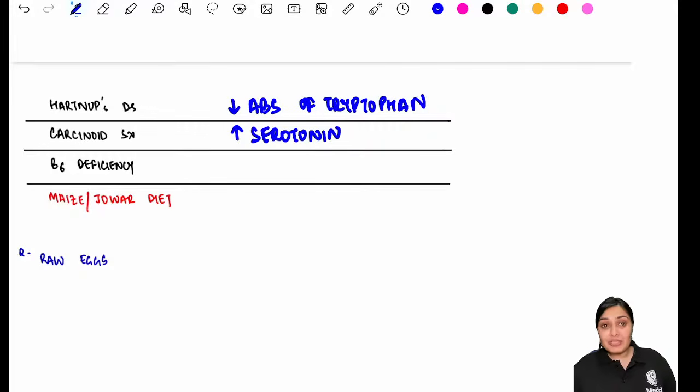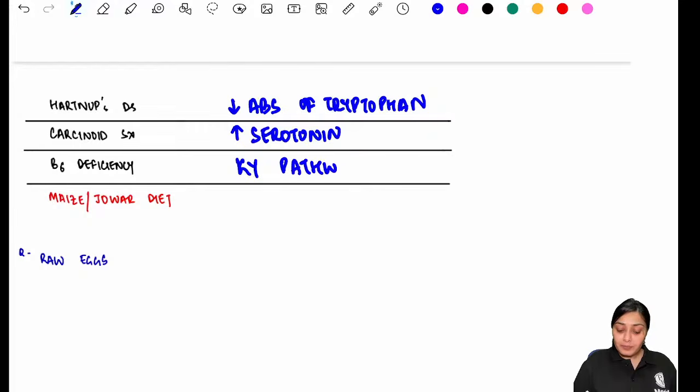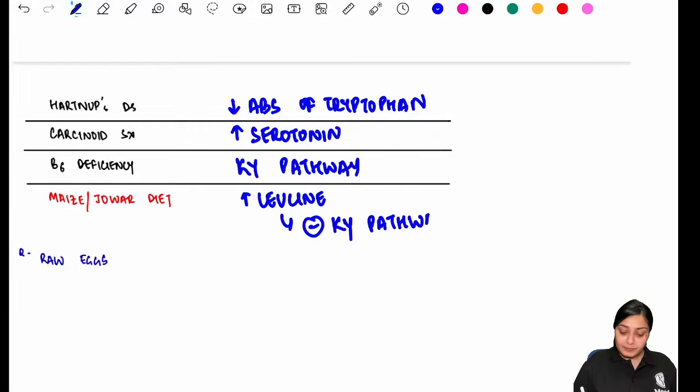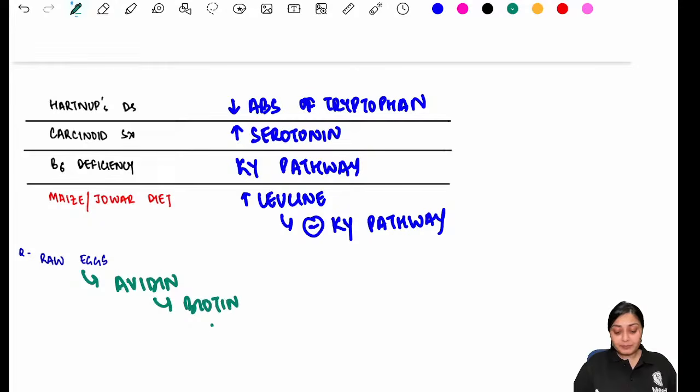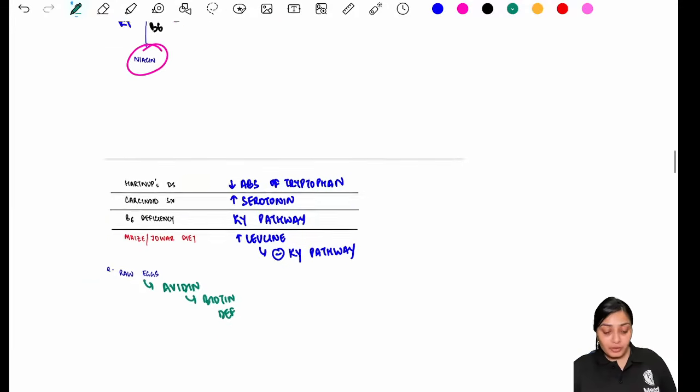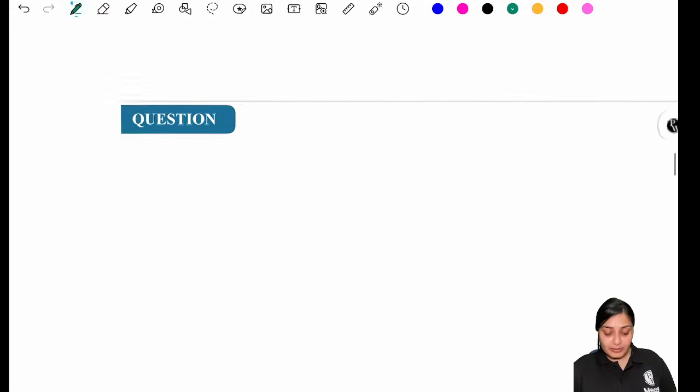Then comes B6 deficiency. B6 is very important for kynurenine pathway. So my pathway will get defected. And lastly, maize and jowar based diet. They have very high leucine content and this can block my kynurenine pathway again. Right? Similarly, a counter question they ask is raw eggs. If a child has been consuming raw eggs, then what vitamin deficiency would be there? So raw eggs contain avidin, which binds to biotin and can lead to biotin deficiency. Right, so this is all about your niacin deficiency and a pointer about niacin deficiency.